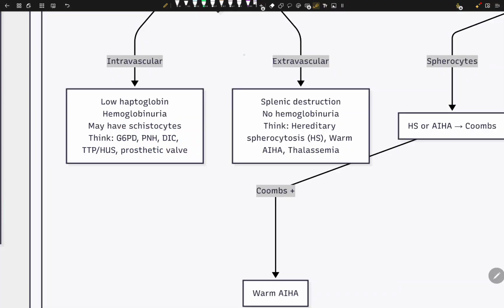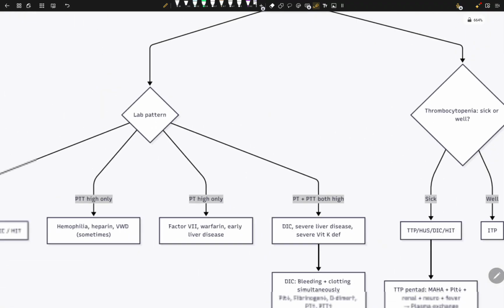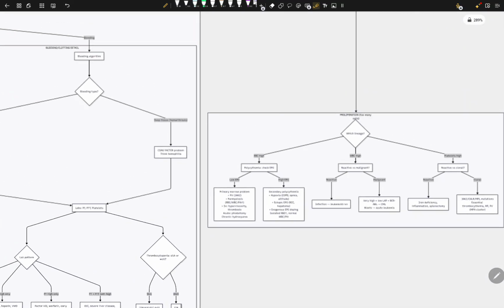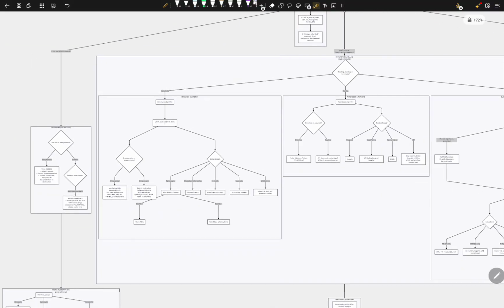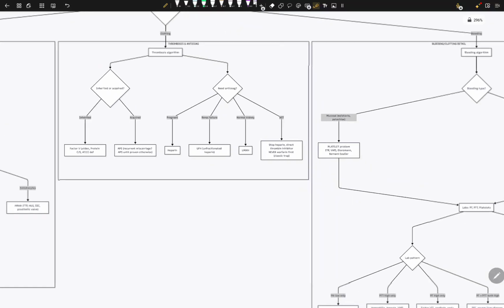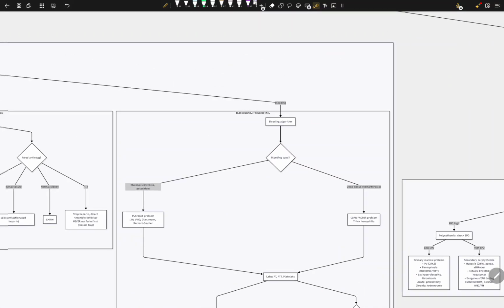How does DIC work? We have problems with clotting. DIC, disseminated intravascular coagulation. Why do we have this? Okay, it's glitching right there. Where were we? We are at DIC. Unfractionated heparin, APS. PTT is high.